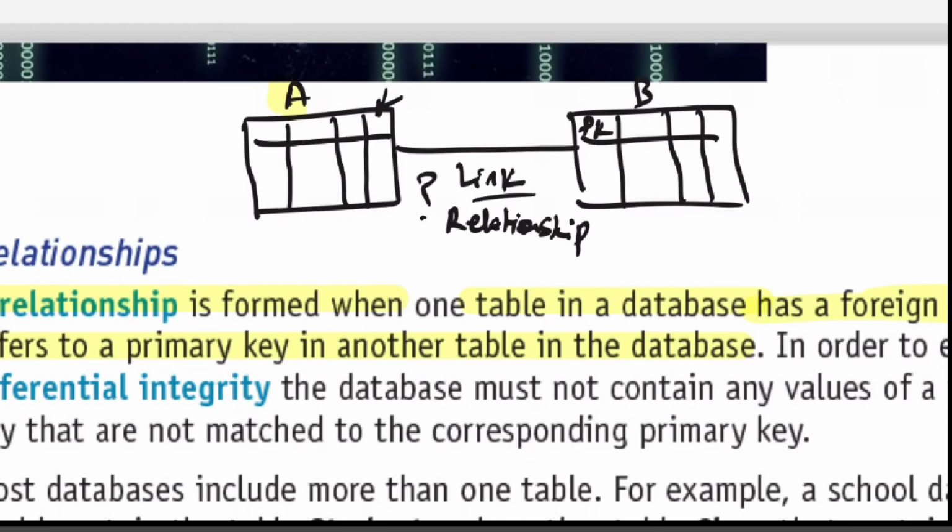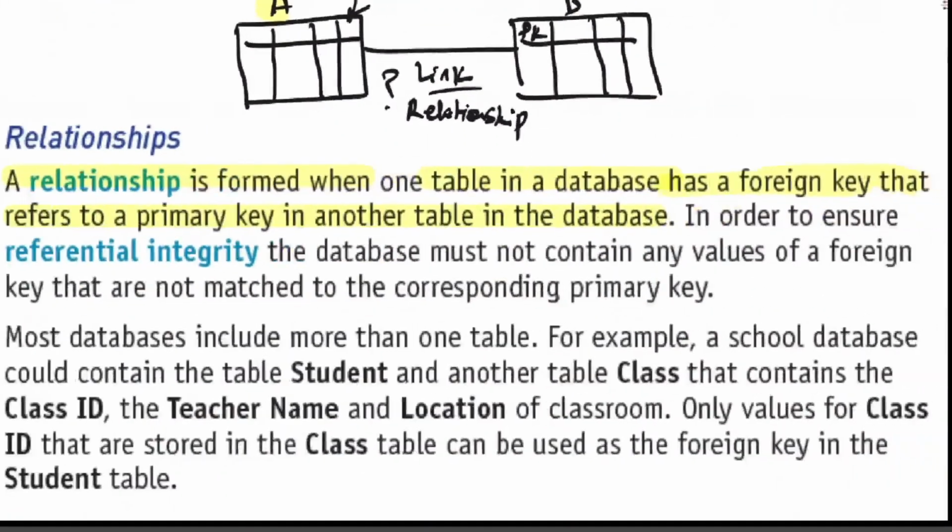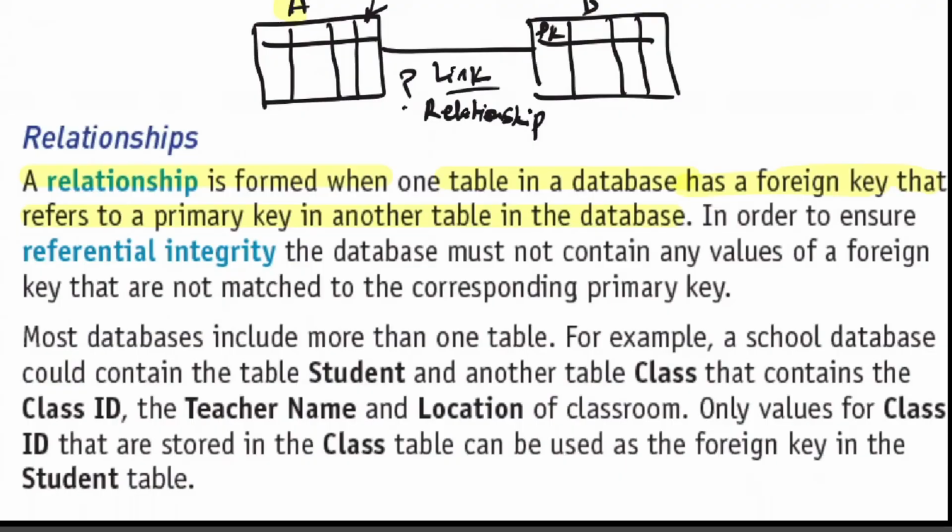So you will say that one of the fields in a table, which is a foreign key, refers to the primary key of another table. All right, so that is the relationship. Now, whenever we talk about the relationship, we always talk about referential integrity. And in the paper, in addition to the relationship, referential integrity is also asked at various places.